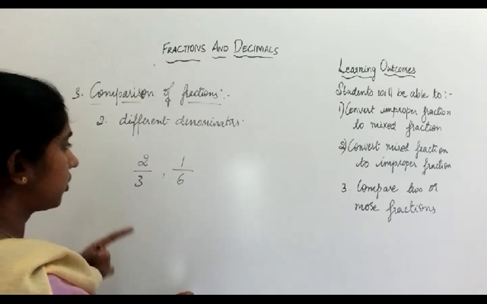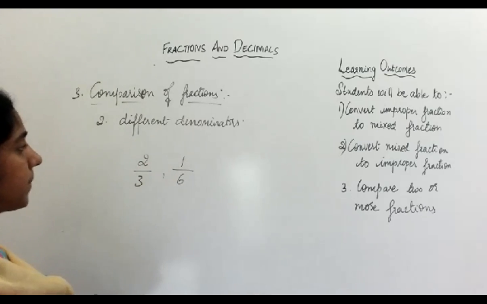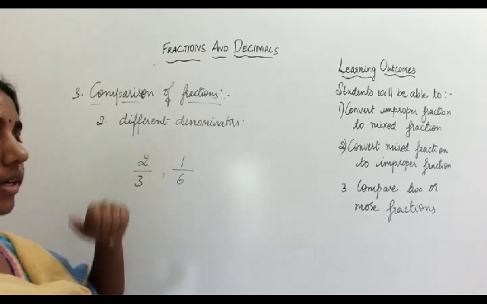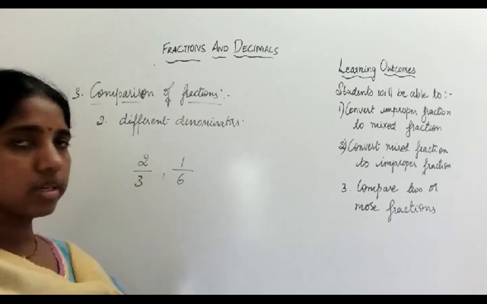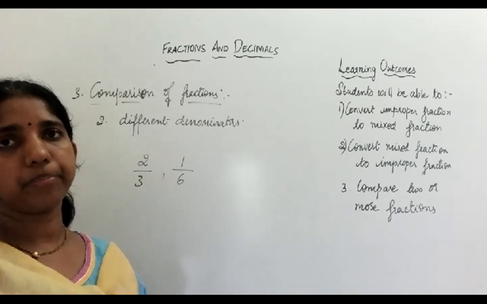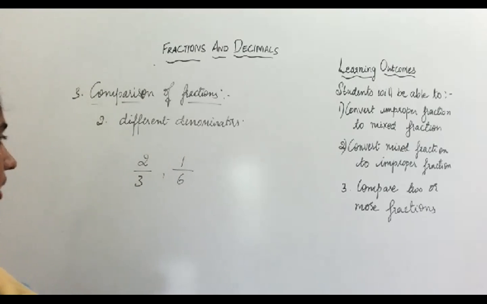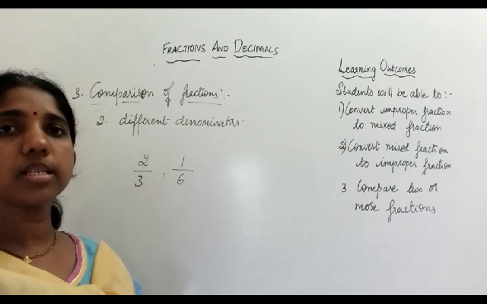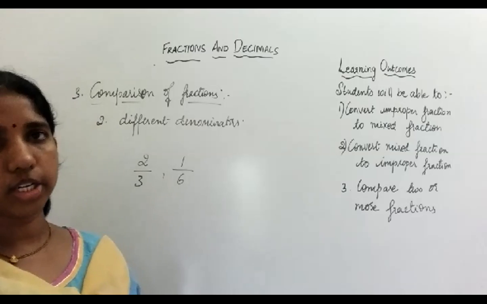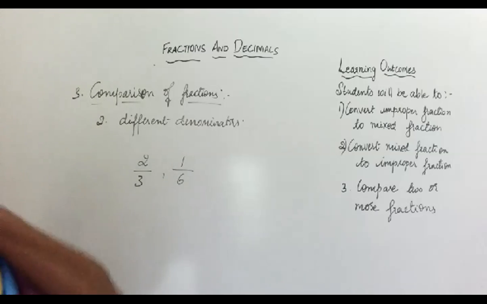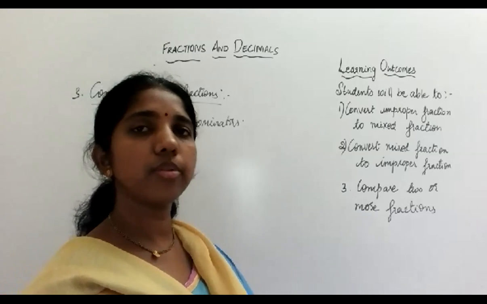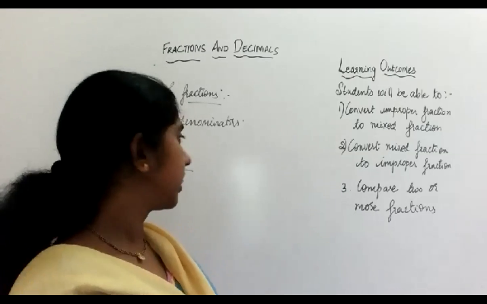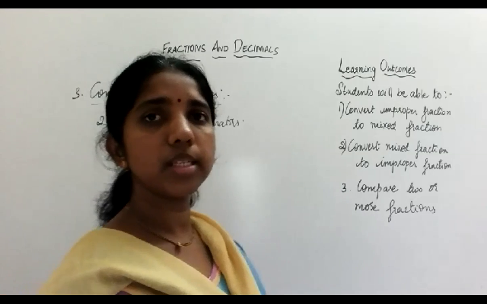So we have 2 by 3, 1 by 6. How to compare now? Your numerator is different, and the denominator is also different. So we have to compare by converting the denominators to the same. That is, we have to make equivalent fractions, and then compare.